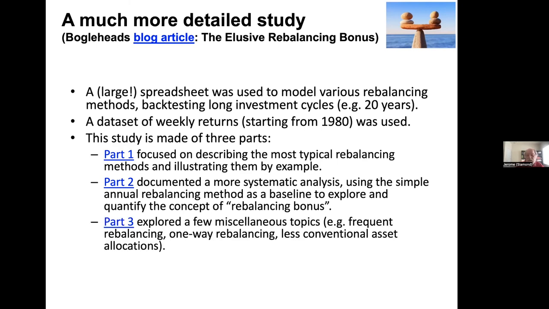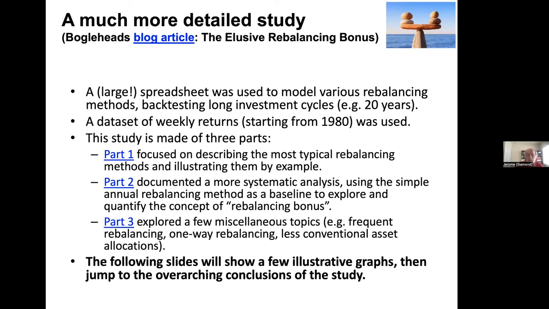And in part three, I dove into other topics. So what if I rebalance really, really often, like every week or maybe every month? This dreaded idea of when we're rebalancing, and some less conventional asset allocations. So I will let you read that if you are interested. It's a little bit long, it's a little bit number heavy, but I'm going to illustrate a couple of graphs and then I will just jump straight away to the conclusions.